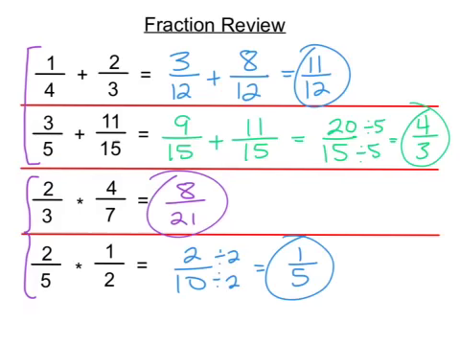So looking at our answers, we get 11/12. The second one initially gives us 20 over 15, but we can reduce to get 4/3. The third one is 8 over 21. And the final one gave us 2/10 initially, but we can reduce and get 1/5. Notice, if it is an improper fraction, leave it as it is. Don't switch things to mixed numbers. It's just not necessary.